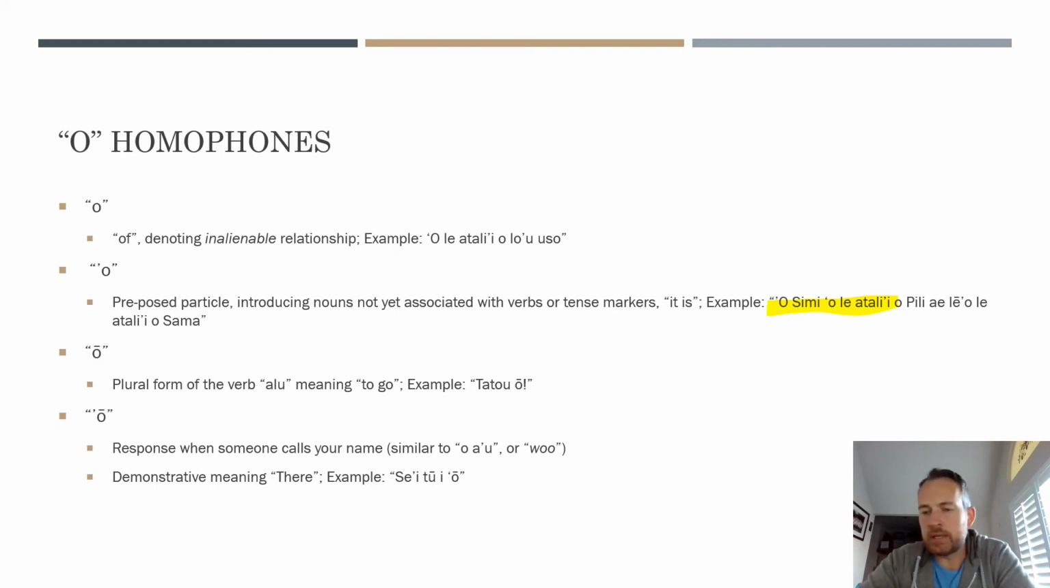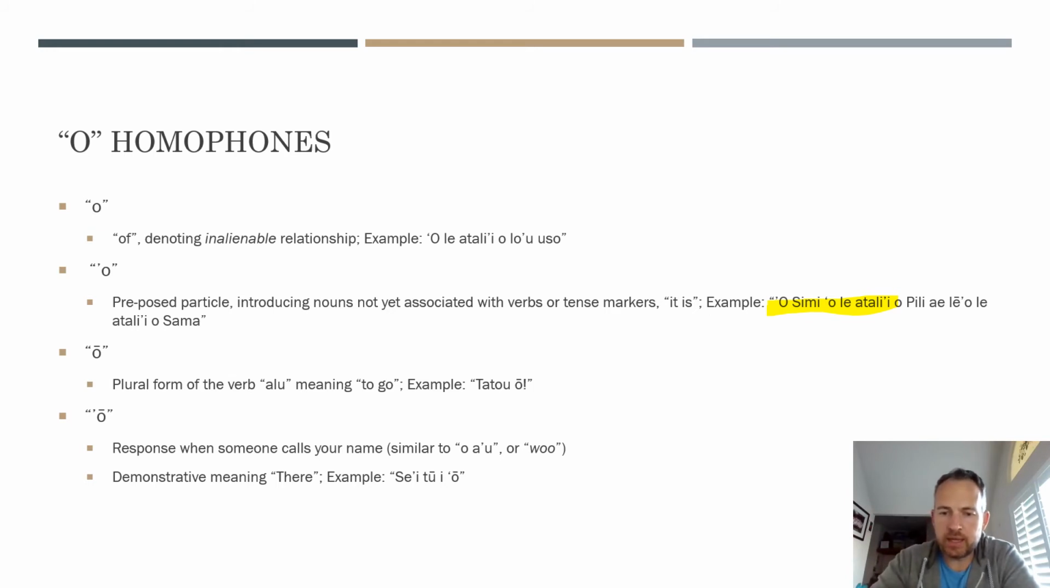So when we're just talking about nouns and we haven't really introduced a real Samoan verb, O kind of stands in place of the verb, and it usually means is or are, depending on the plurality or singularity of the nouns. So that first thing that I highlighted there is actually a full Samoan sentence: O simi o le atali'i. And I'll link to another video that talks about noun phrases, because that's what this is. It basically just means Jim is the son.